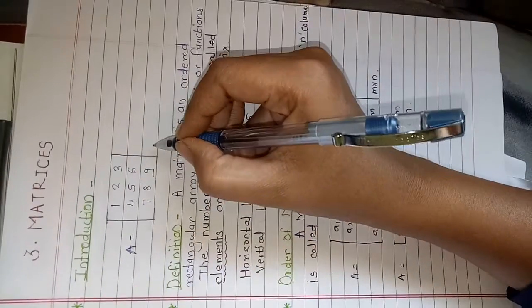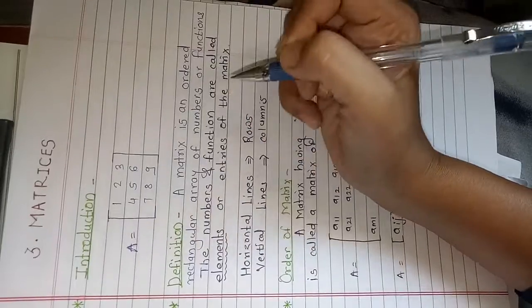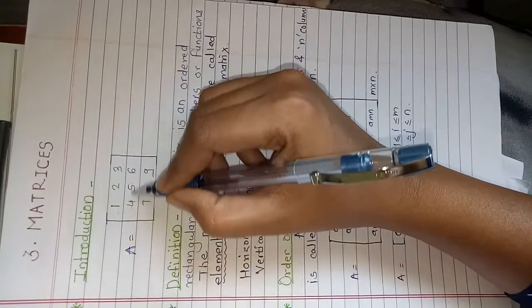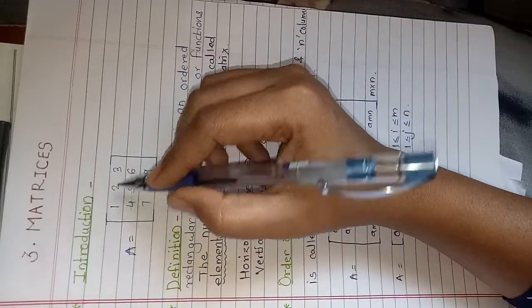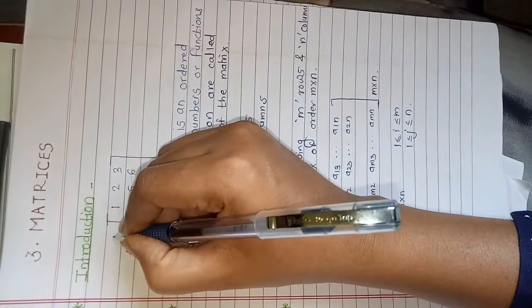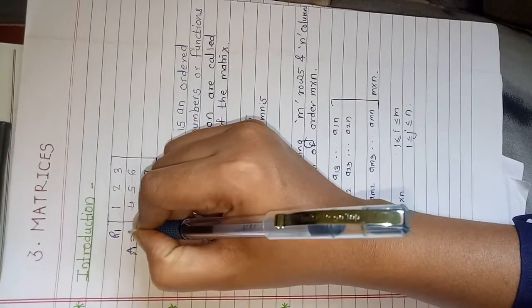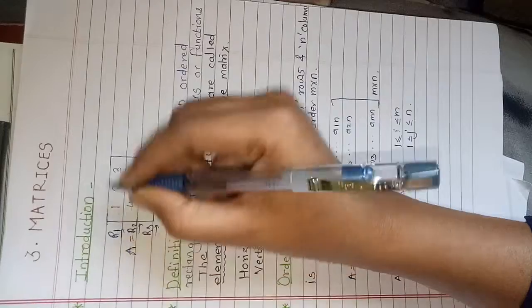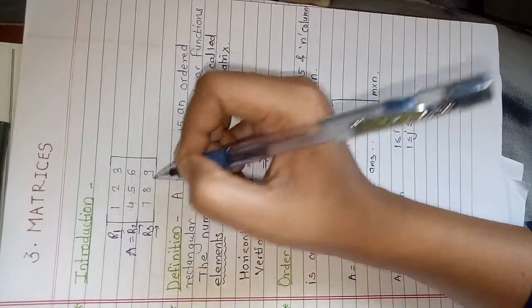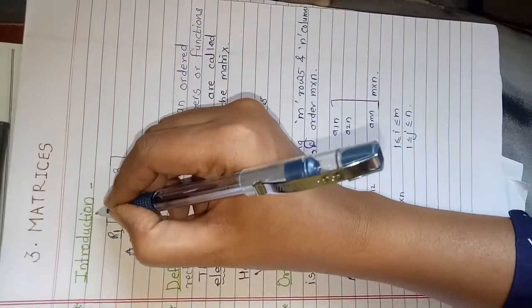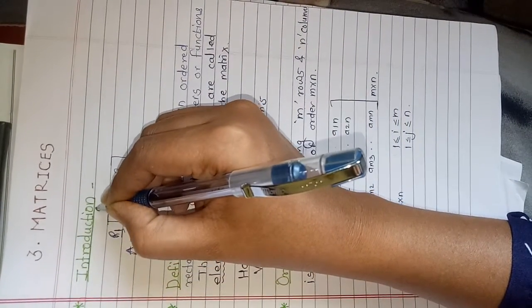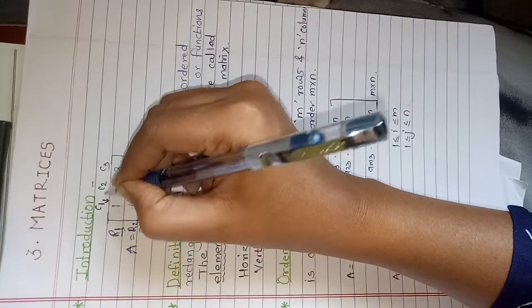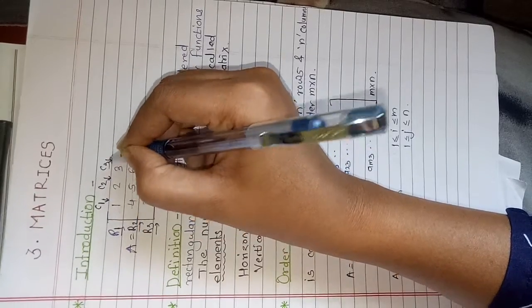this is a matrix of order 3 cross 3. Horizontal lines 1 2 3, this is a horizontal line. So horizontal lines are called rows. This is the first row R1, this is the second row R2, this is the third row R3. And vertical lines are called columns. So this is the first column, this is the second column, this is the third column. They are denoted by C1, C2, and C3.